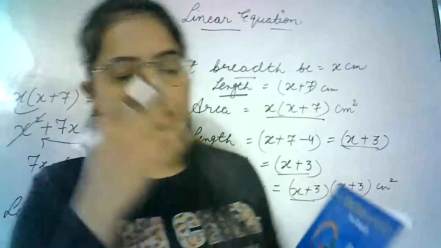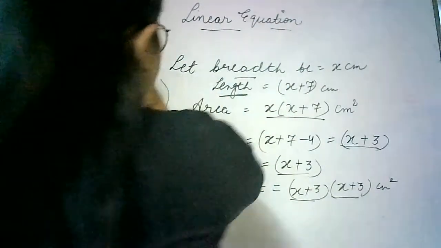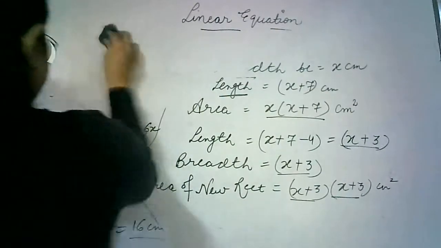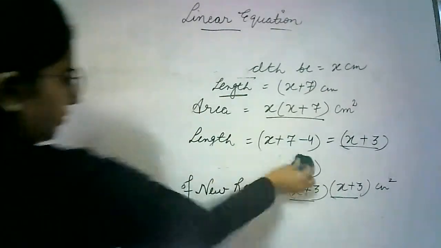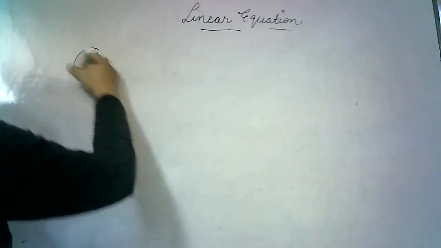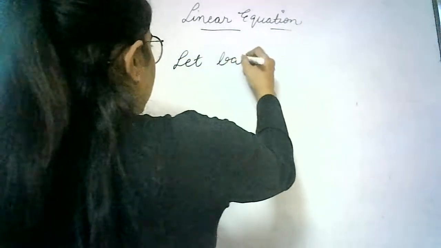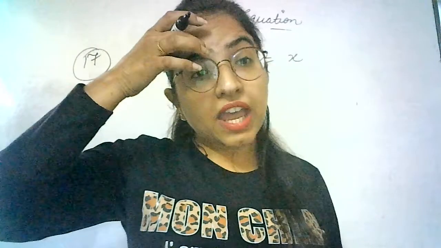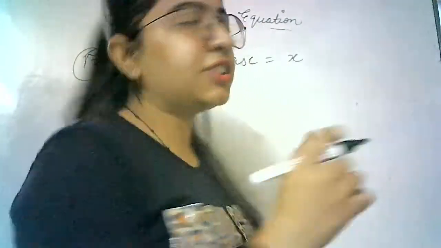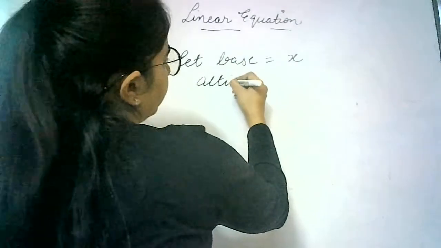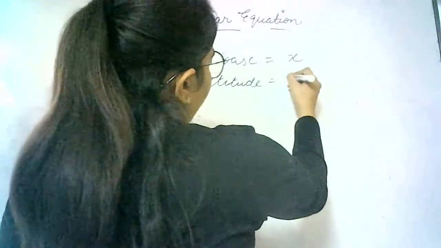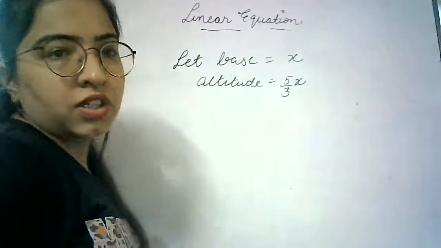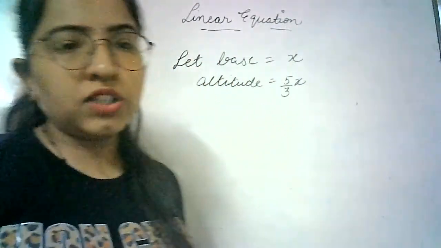So let's take base first. Okay. Let the base be x. Question number 17. Let the base of the triangle be x. Okay. Now altitude is given to you as 5/3 of the base, right? So altitude will be 5 by 3 x.